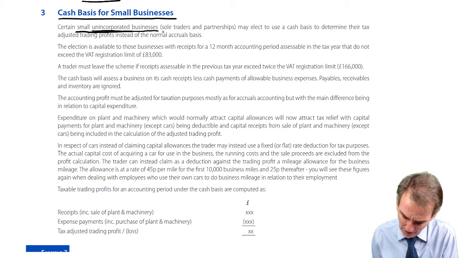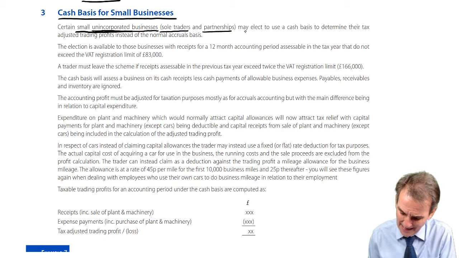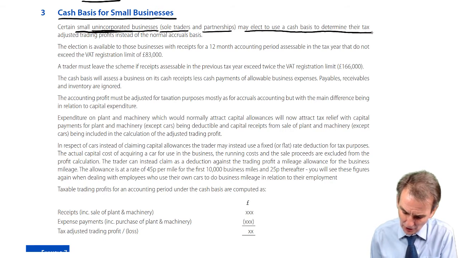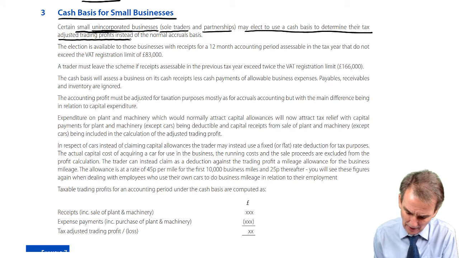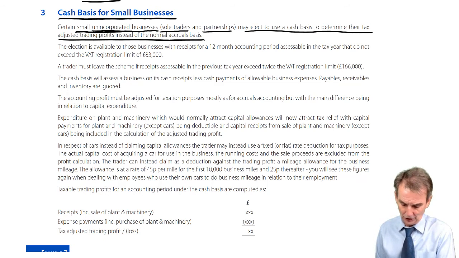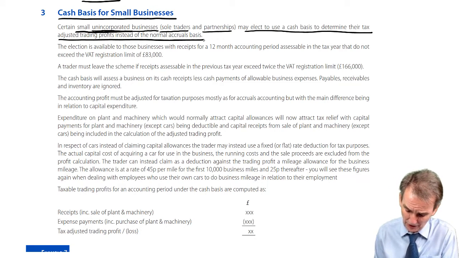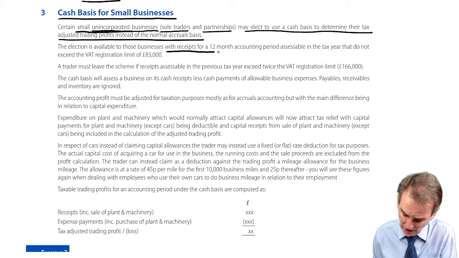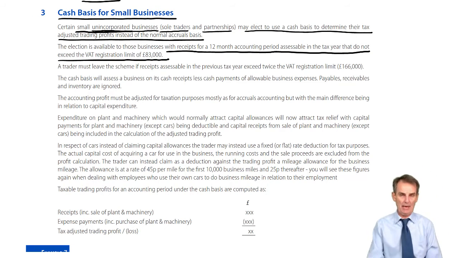Okay, unincorporated businesses, remember, sole traders and partnerships. They may elect to use a cash basis to determine their tax-adjusted trading profits instead of the normal accruals basis. Now, first issue, who is eligible for this? We know it's unincorporated. What do we mean by small? Well, the answer to that question, with receipts for a 12-month accounting period here, assessable in the tax year, that do not exceed the VAT registration limit of £83,000.